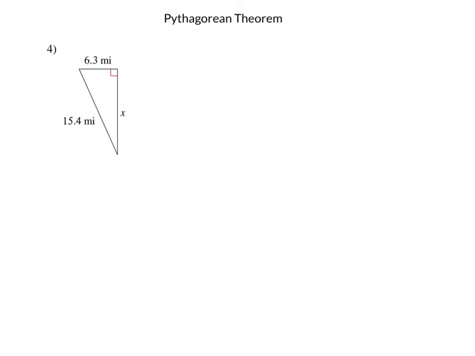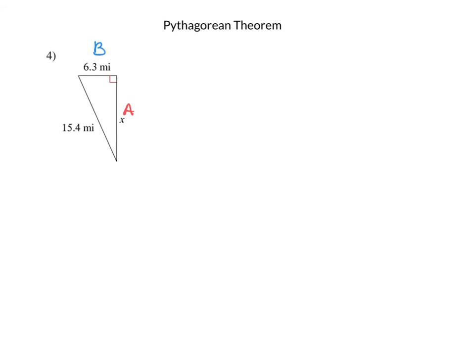In our final example, we're going to do the exact same thing that we did before. We're going to start by labeling our sides. We know that this is side A, this is side B, and the longest side of the triangle is side C. Now you may ask, how do I know which one is side A and which one is side B? But with the Pythagorean Theorem, A and B can be either one of the two. But this is just how I chose to label mine.